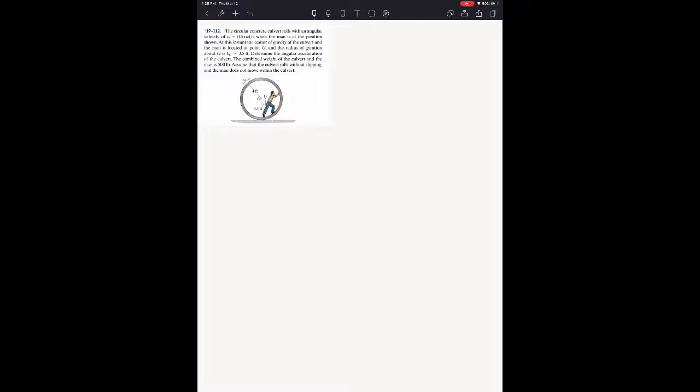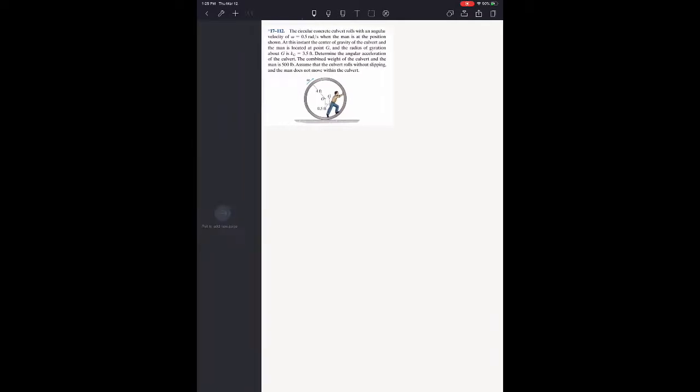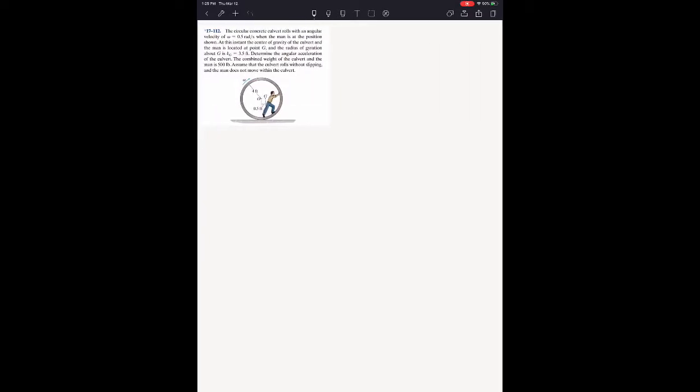Hello again. This is going to be the second example problem that we look at for general motion, and I have a couple of problems with this one, but I think it's going to be interesting to work through anyway. The circular concrete culvert rolls with an angular velocity of omega equals 0.5 radians per second when the man is at the position shown.